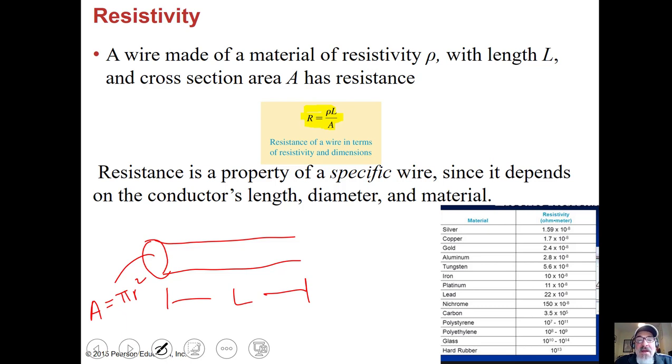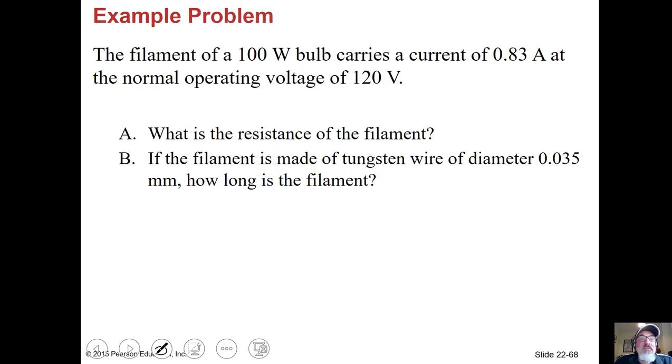So it turns out that wires don't have a lot of resistance, but they do have a small amount of resistance. Here's an example. The filament of a 100-watt bulb carries 0.83 amps at an operating voltage of 120 volts. What is the resistance of the filament? And if the filament is made of tungsten, with a diameter of 0.035 millimeters, how long is the filament?